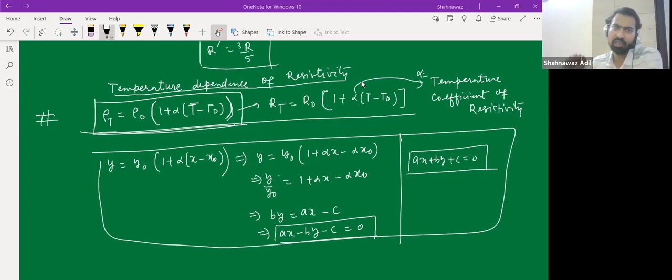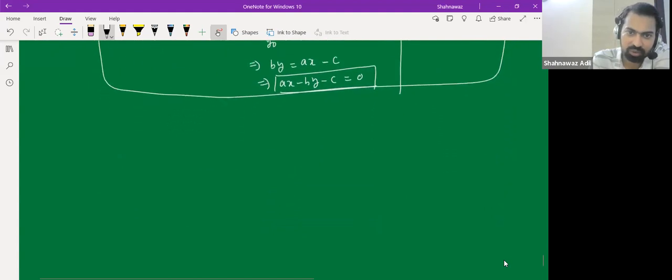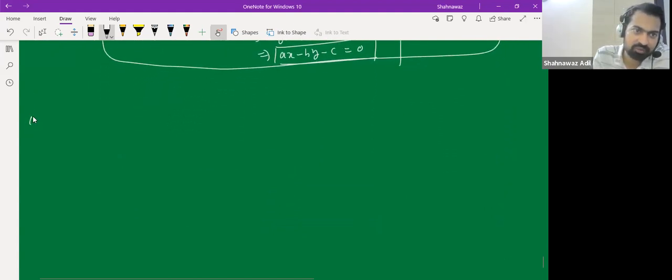But let us do one question based on this property. So let us do one question and then it would be clear to us. Question. What is the question? This is the example from NCERT.